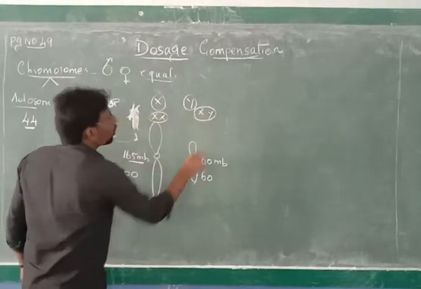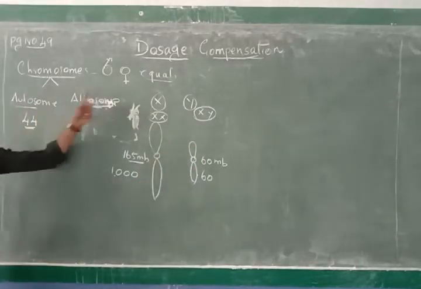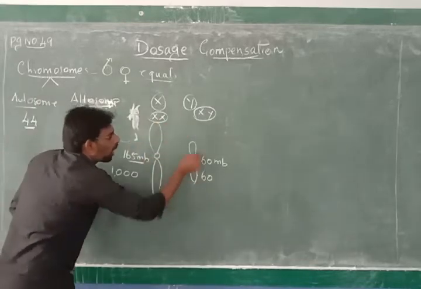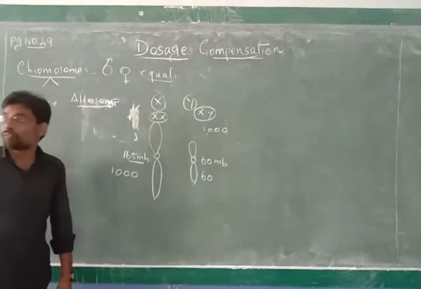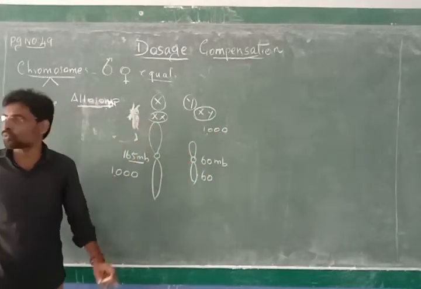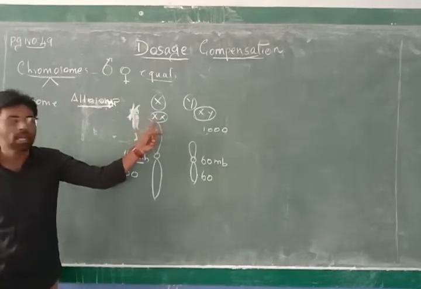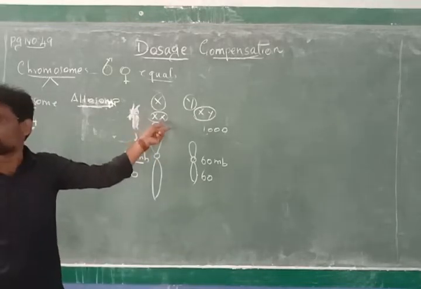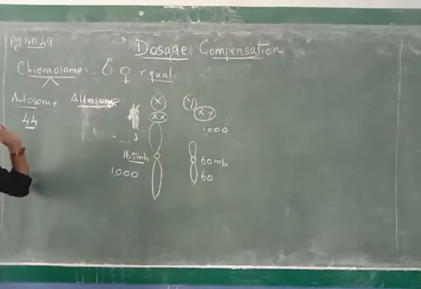In male as well as female, only the autosomes are equal, but see the allosomes. Male will have only one X chromosome, so only 1000 functional genes are there. But female has two X chromosomes. That means one X chromosome will have 1000 genes and another X will have another 1000. So 2000 functional genes are there. That means the allosomes are not equal. Only the autosomes are equal.